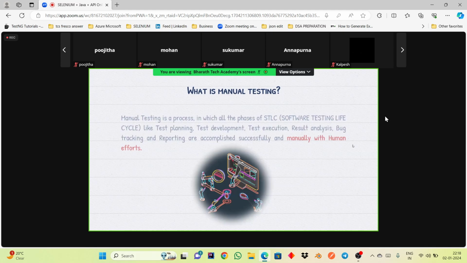Generally, manual testing is nothing but all the phases of the software testing life cycle, like test planning, test development, test execution, and result analysis, even bug tracking and reporting. If you are able to complete them successfully with the help of human efforts, this is what we call manual testing. This is the definition. Don't worry about the definition, I'll explain in detail. What is this?